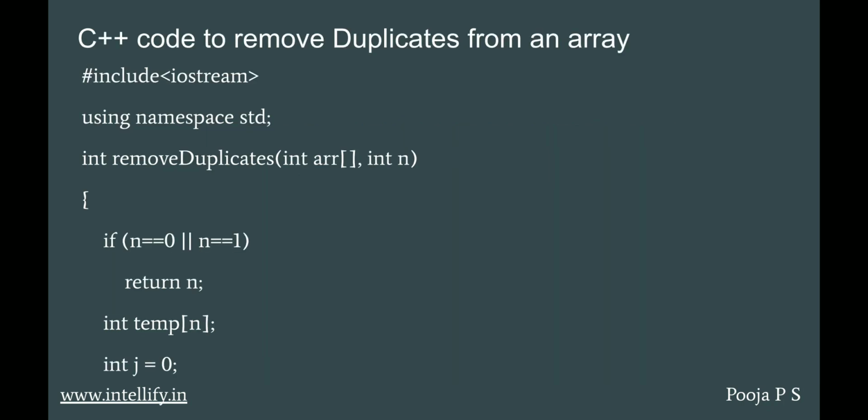And this is the C++ code that we are writing to remove the duplicates from an array. Here we are creating a function called removeDuplicates, and this function will remove the duplicate elements and it will also return the new size of the modified array. Here we are giving the input array and the array size as the arguments to this function. And here we are checking the condition, that is if the array is empty or if it contains a single element, then we are simply returning.